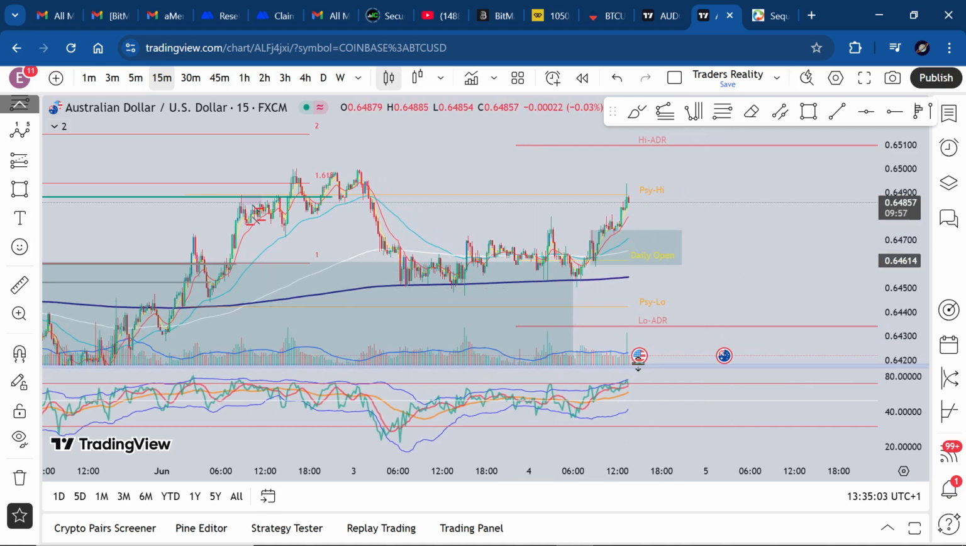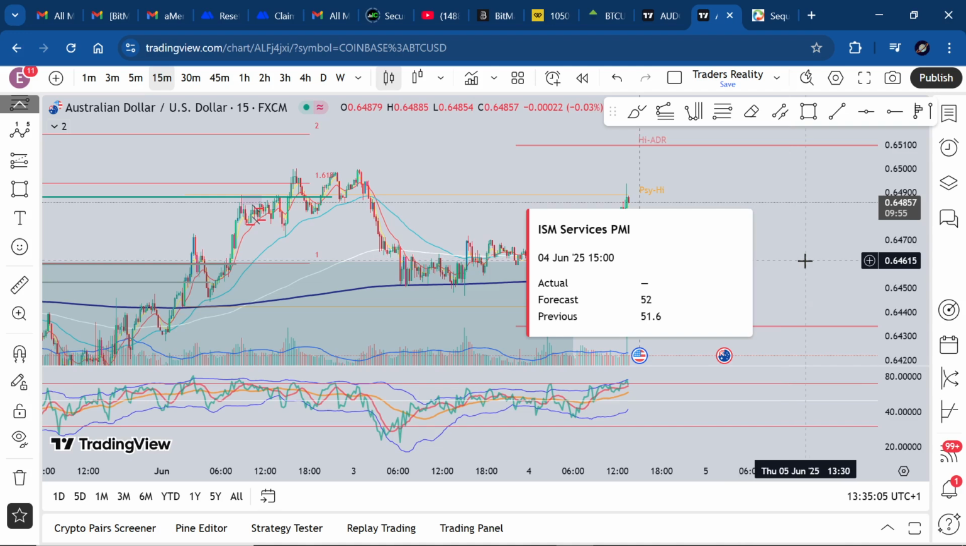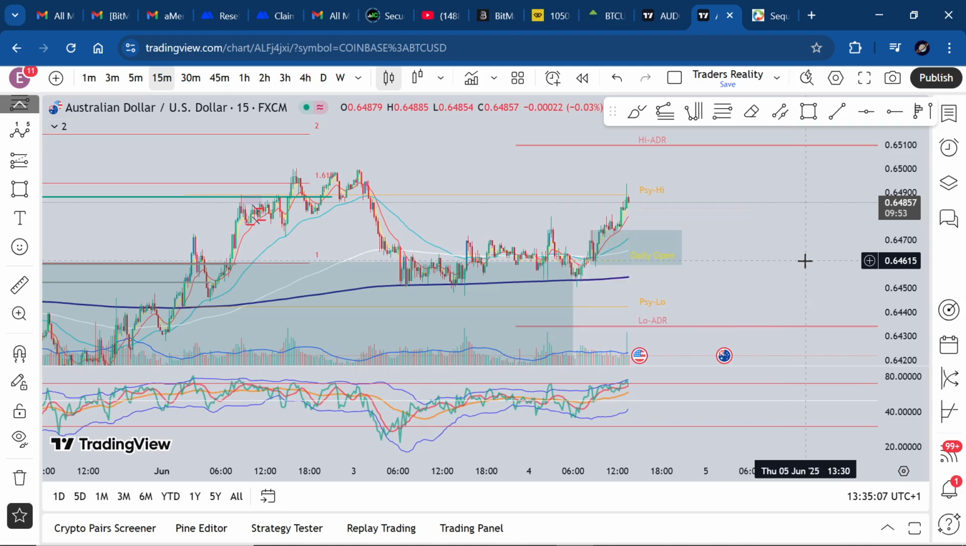Okay, we've got news at 3 o'clock on all of these pairs, and on the crosses, a lot of them have news at 2:45. So trade safe.